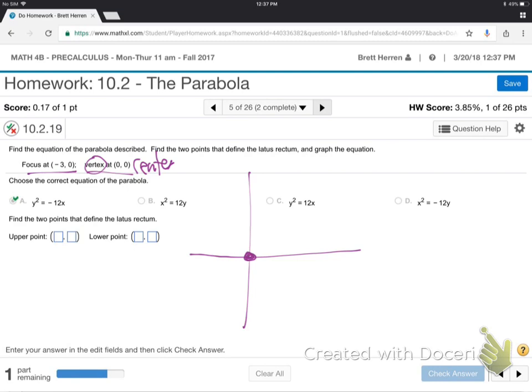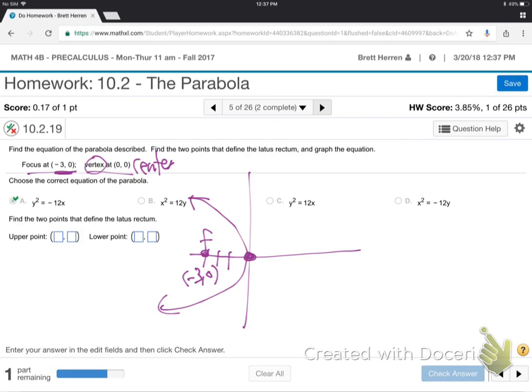The focus is minus 3, 0. Let's put that on our graph. The first number's sideways, right? So back 3. That's the focus. Back 3, up 0. So that means the parabola is going like that. That means this parabola is going to the left.